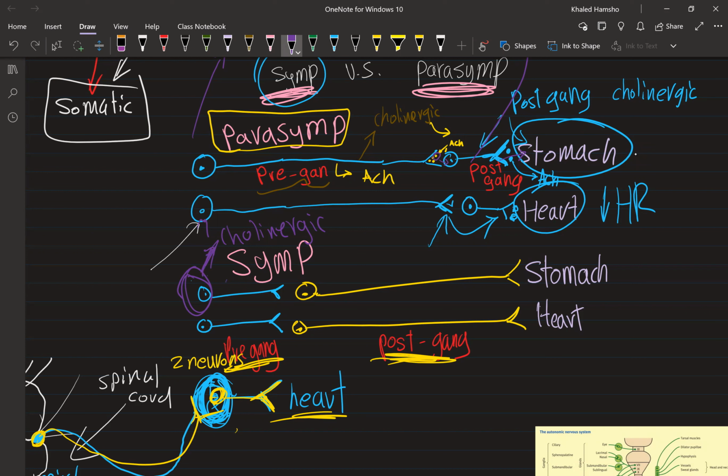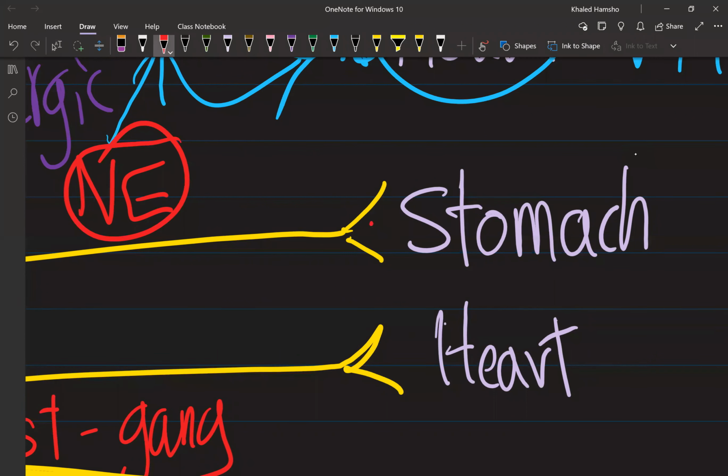So the neuron in the sympathetic chain, when it reaches the sympathetic chain, over here is the sympathetic chain. The preganglionic neuron is cholinergic, very important to remember. And the postganglionic neuron is what makes the difference between the sympathetic and the parasympathetic. This neuron is adrenergic, meaning it uses norepinephrine as the neurotransmitter. So if we zoom in over here, this is norepinephrine.